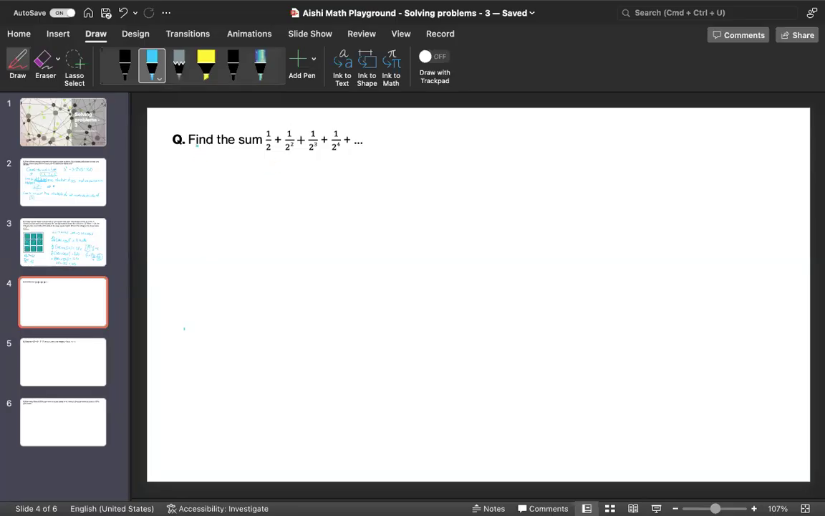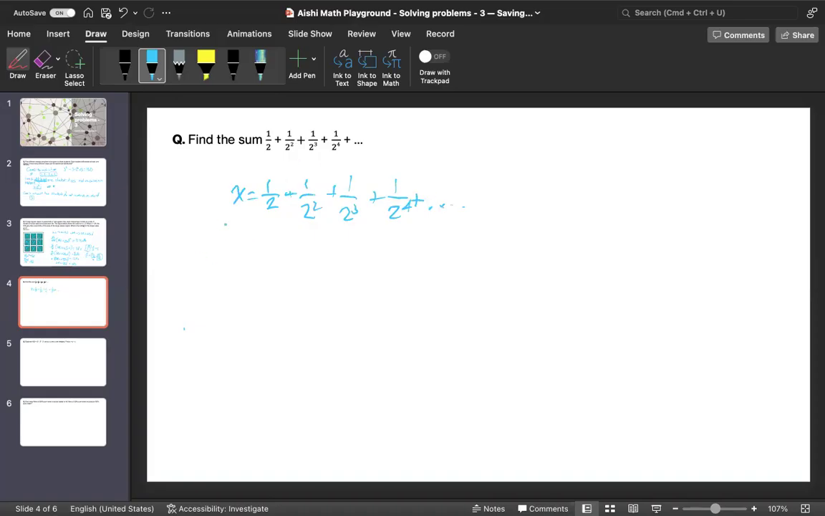Our third question. Find the sum 1/2 + 1/2^2 + 1/2^3 + 1/2^4 and so on. So let's call this whole sum x. So x is equal to 1/2 + 1/2^2 + 1/2^3 + 1/2^4 + and so on.